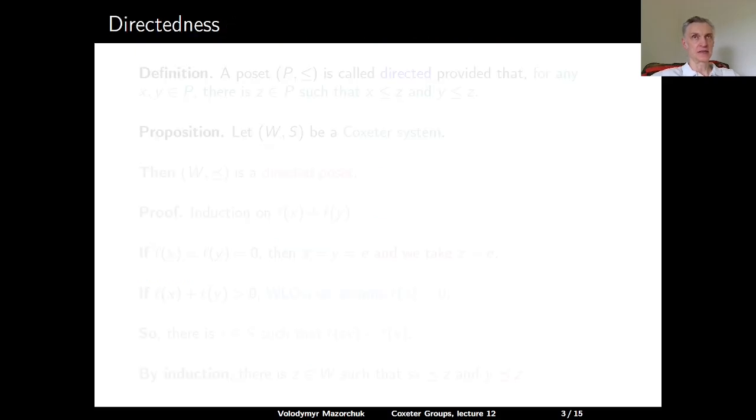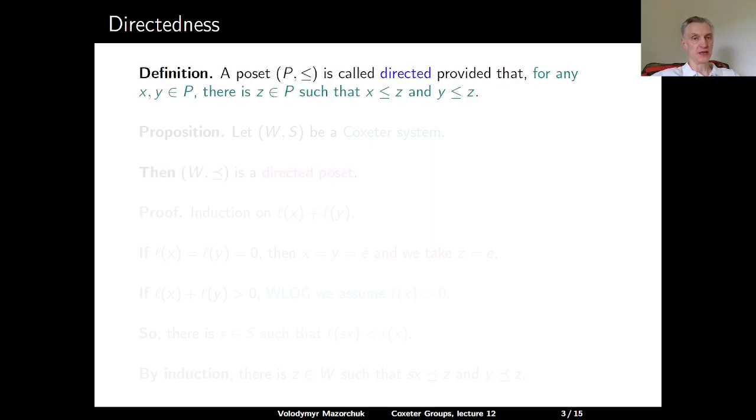Now, let's draw some consequences, and the first one is about directedness of our poset. Recall that a poset P with the partial order less than or equal to is called directed, provided that for any elements x, y in P, there is an element z in P such that z is greater than or equal to x, and at the same time z is greater than or equal to y. So for each pair of elements there is an upper bound.